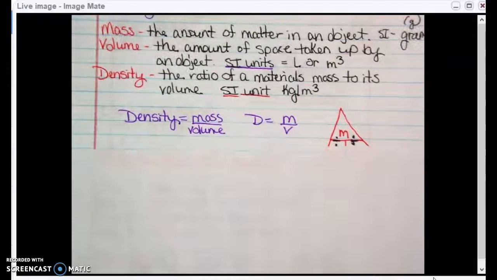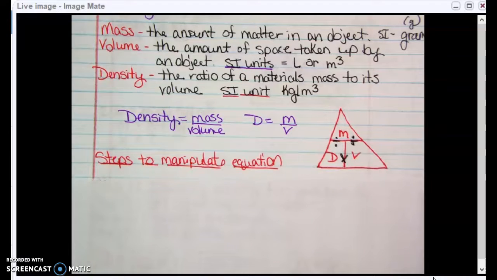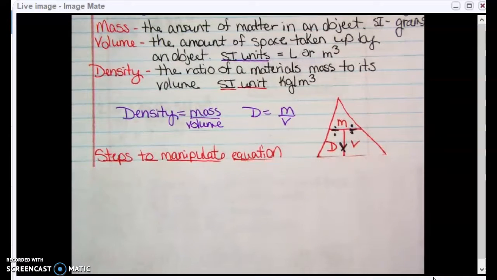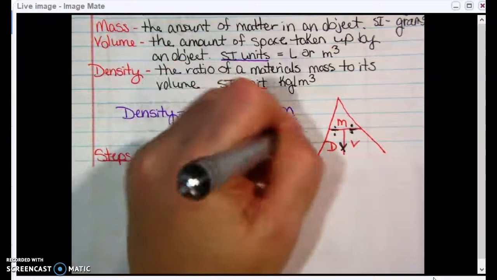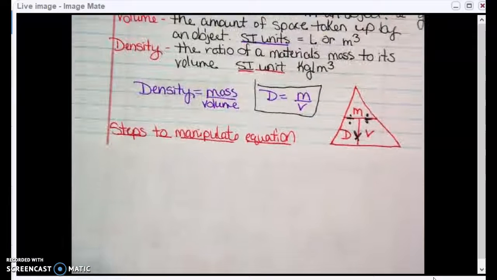Okay, so we're going to work some problems with this equation right here. Density equals mass divided by volume, and then this right here is the actual equation, D equals M over V. I also have a triangle you can use. It's up to you which way you want to do it. This is the only thing you're going to be given on a test, so you either have to know how to use the triangle and have it memorized, or know how to manipulate that equation right there. So I'm going to show you the steps on how to manipulate that equation.